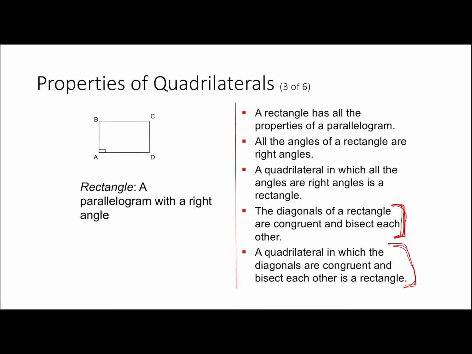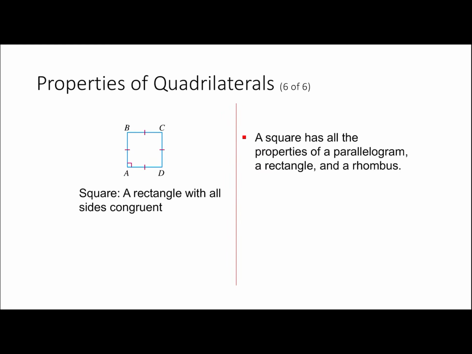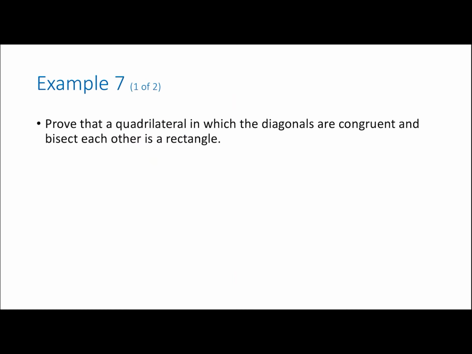Now, if you go back to our properties of a rectangle, there it is. We said that the diagonals of a rectangle are congruent and bisect each other, and we said a quadrilateral with diagonals that are congruent and bisect each other has to be a rectangle. What we want to do, though, is prove that this is a true statement.